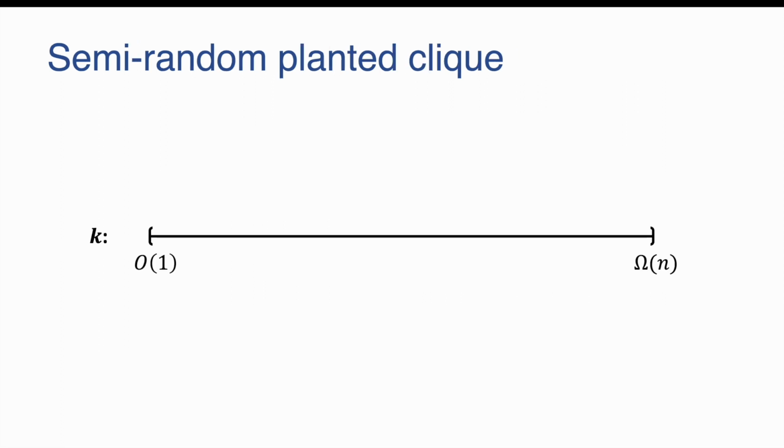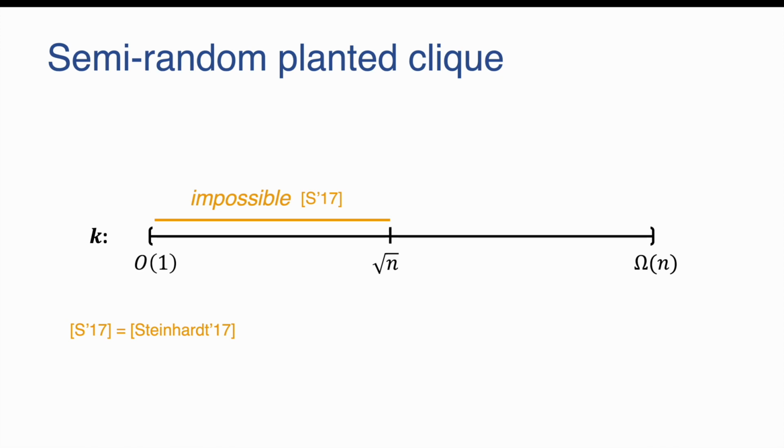Okay, so let's see what is known for this problem. For k at most root n, it's actually known that this is impossible information theoretically. It's impossible to recover a small list that includes the true clique. This has been proved by Steinhardt. Note that this is different from the planted clique, where the impossibility is at log n.